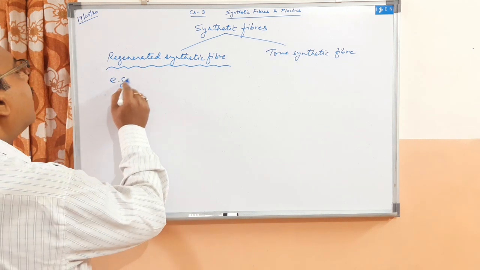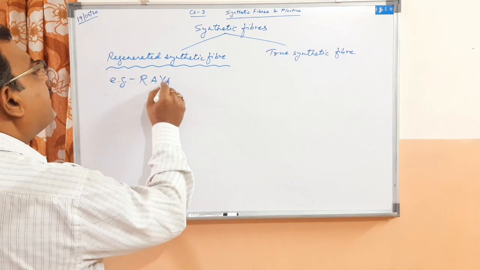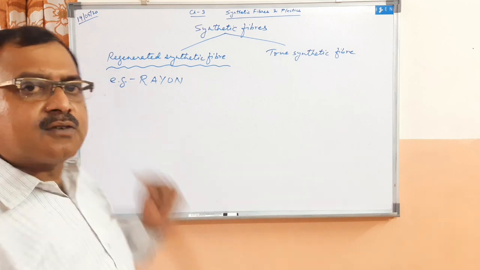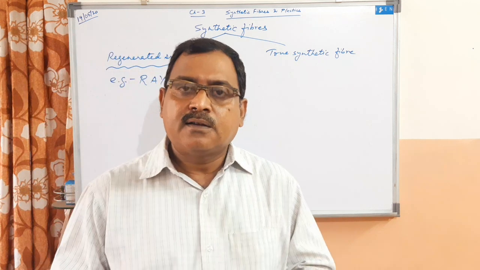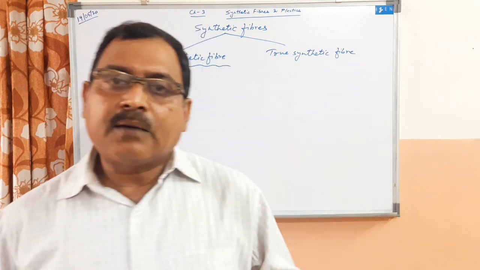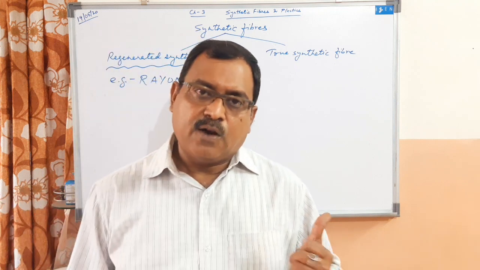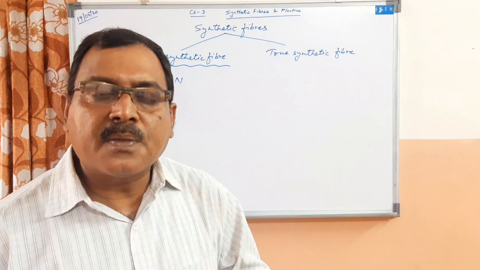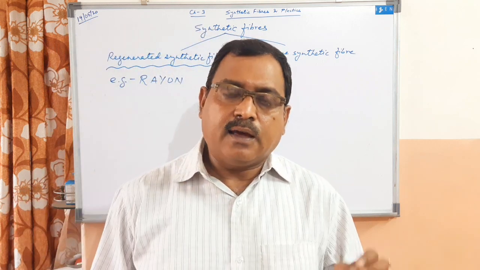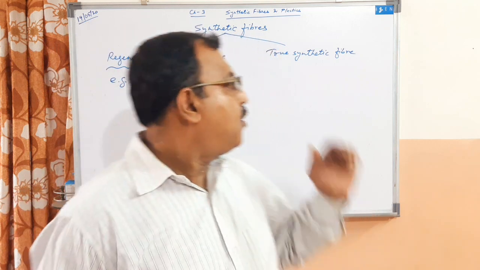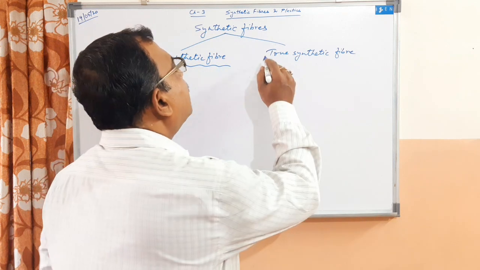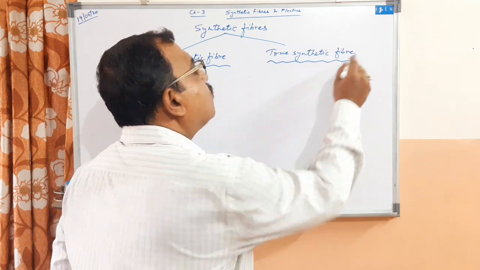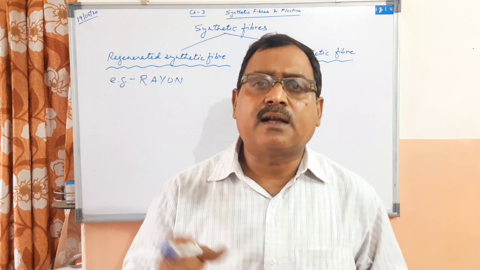For example, rayon. So basic raw material is what? Wood pulp, which comes from nature. For that reason, rayon is called as a regenerated synthetic fiber. Whereas a true synthetic fiber is one which comes purely from chemicals.